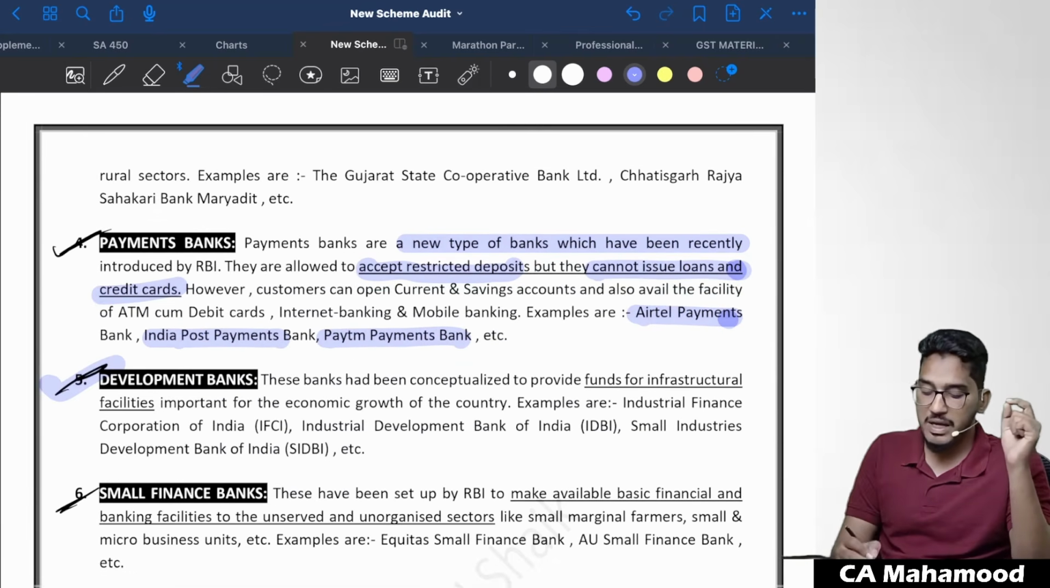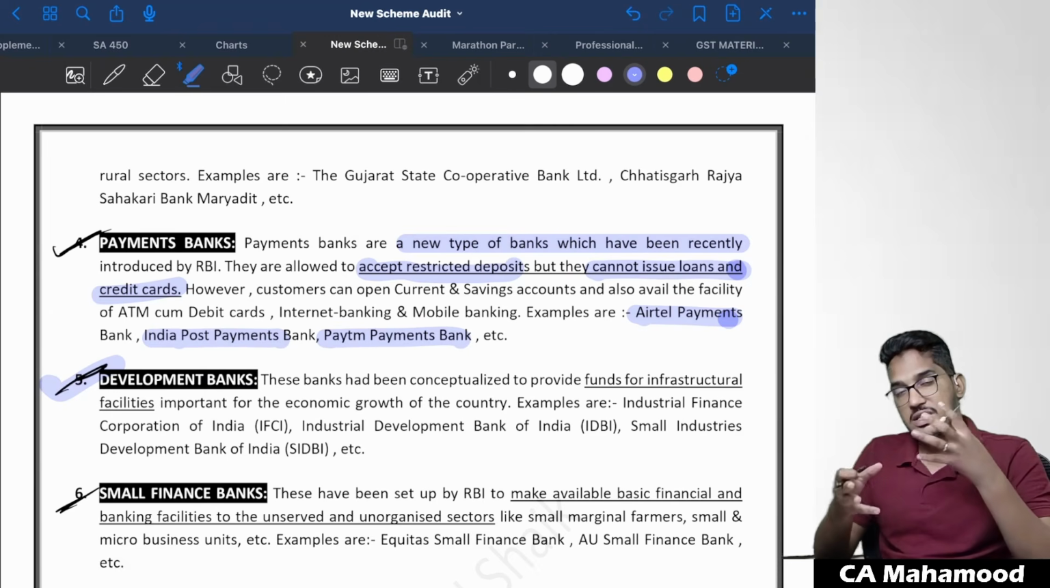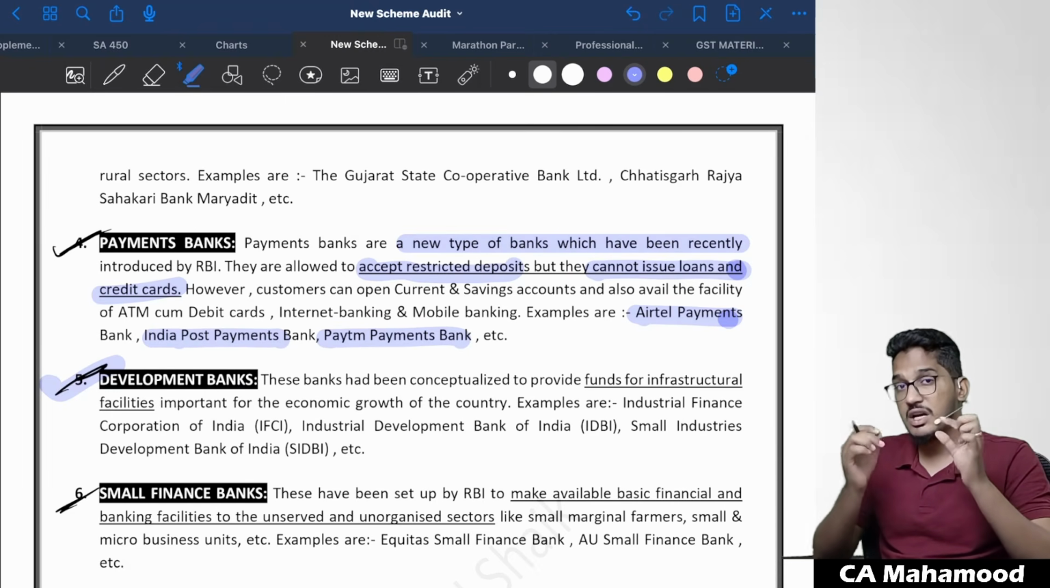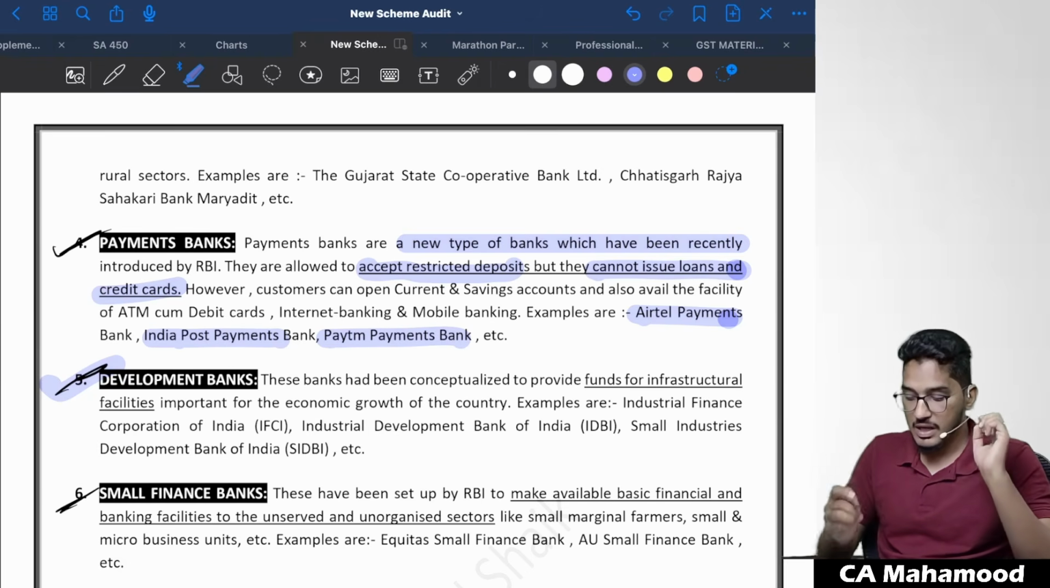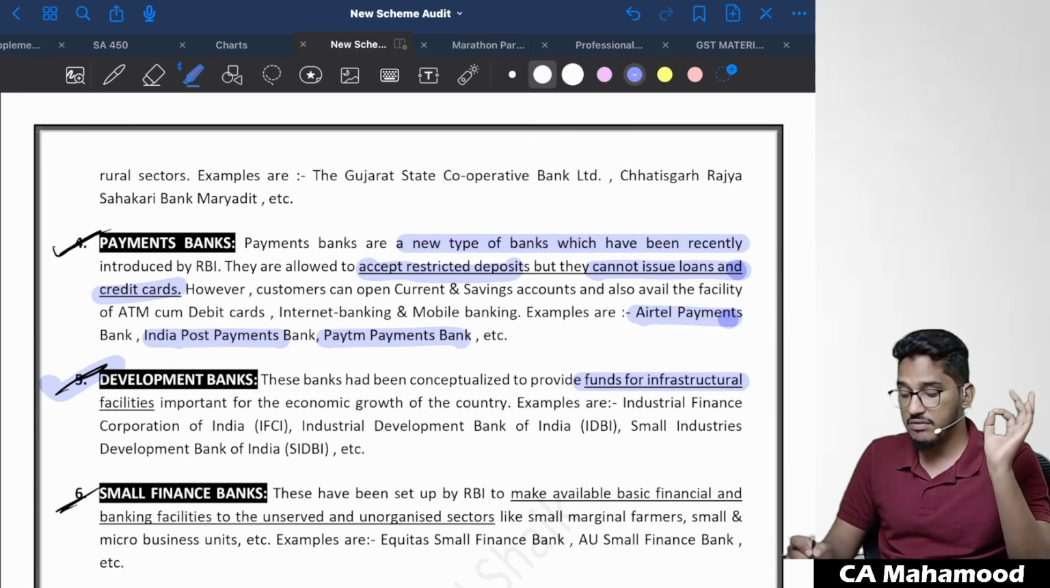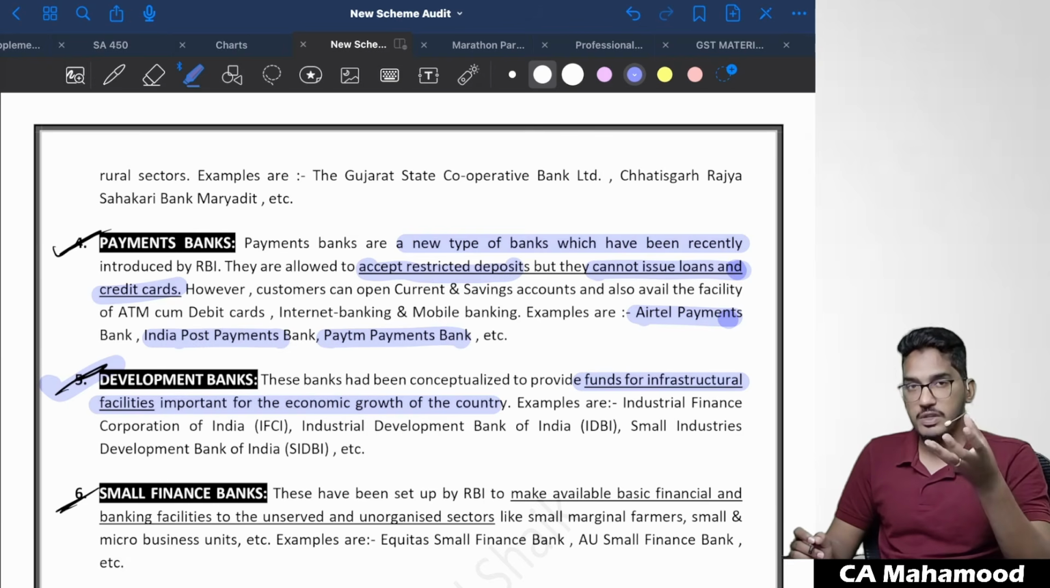Then we have development banks. Sir, what are these development banks? These development banks also accept deposits and give loans, but they will fulfill the banking needs of only industries which are into infrastructure development. These banks have been conceptualized to provide funds for infrastructural facilities important for the economic growth of the country. For example, you will find IDBI bank at various places. IDBI is actually a development bank.